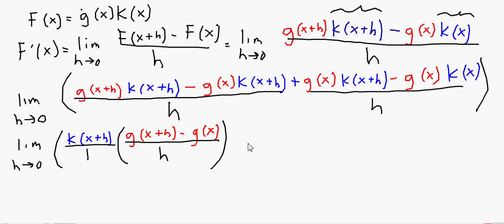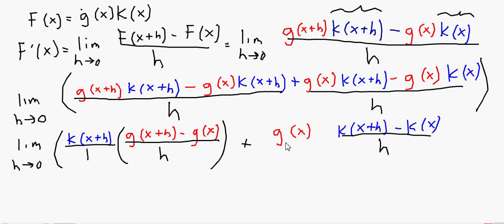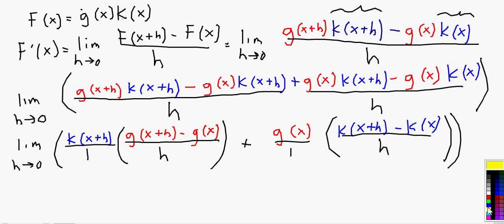Didn't really change anything. Plus, now on the other side here, we can factor out that g of x. So we're going to factor out g of x, and what's left is going to be k of x plus h minus k of x. And same thing, this is all over h as well. Well, I'm going to leave this over h and just put g of x over 1. So essentially you're multiplying this right there in that parenthesis. Okay, and now let's do this. This is going to work out very nicely for us.